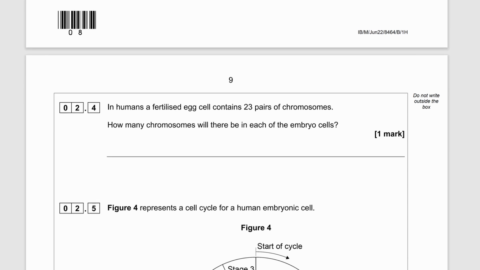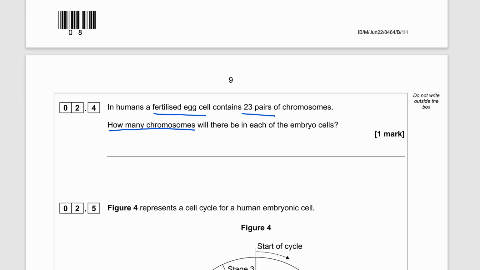2.4. In the humans, a fertilized egg cell contains 23 pairs of chromosomes. How many chromosomes will there be in each of the embryo cells? Well, our embryo should have a full set of chromosomes, half from mother, half from father, because it just came from a fertilized egg cell.